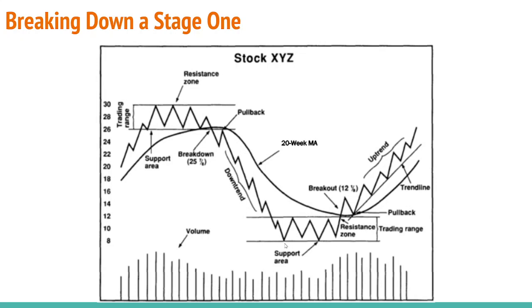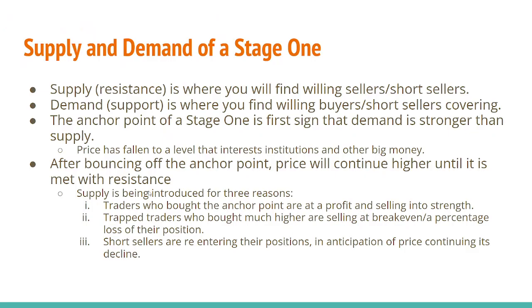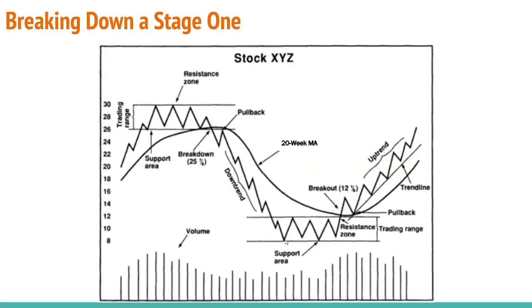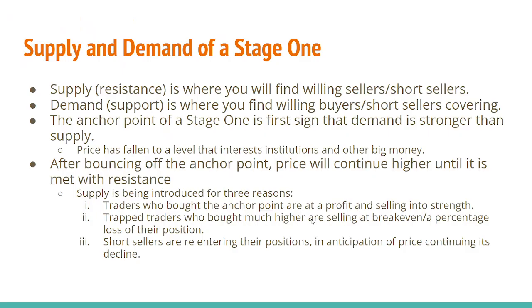This is where we're going to kind of set our bias on this particular asset. If price is above our anchor point, then our bias is going to be that the Stage 1 is held. If price falls below that anchor point, our bias is going to go back towards price being in the Stage 4 decline. And then after rebounding off the anchor point, price will continue higher until it is met with resistance. So here's where our anchor point forms, and then price continues higher until it hits a resistance.